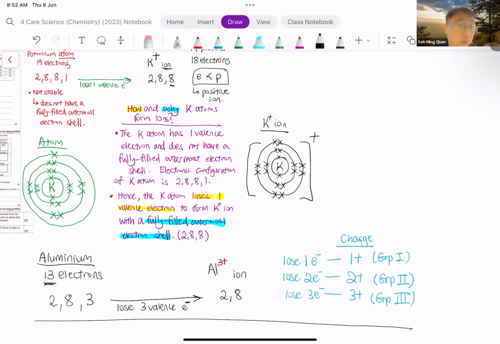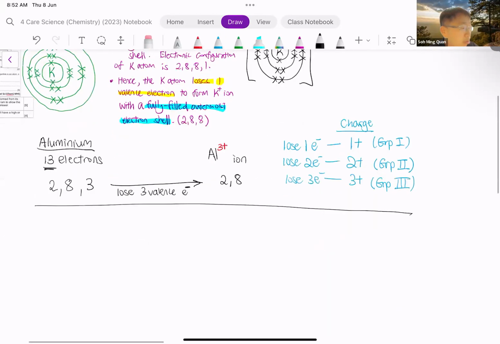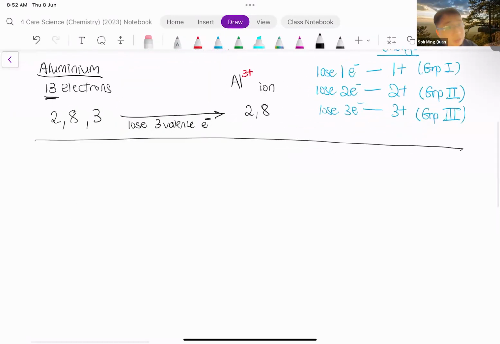So this is one good way to tell from a reaction whether something is a metal or not. Metals lose valence electrons and form positive ions. How do you know it's a positive ion? Because there are fewer electrons than protons. All right. So this is for metals. We have just covered how metals form ions. How about non-metals? So non-metals, quick example like oxygen.